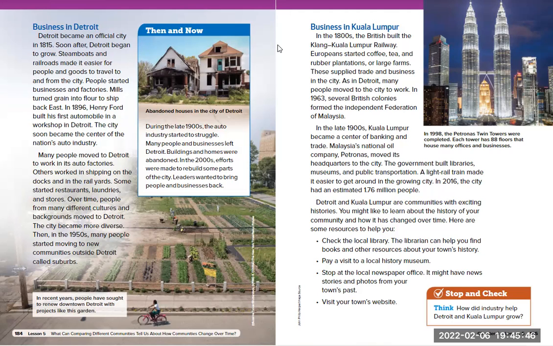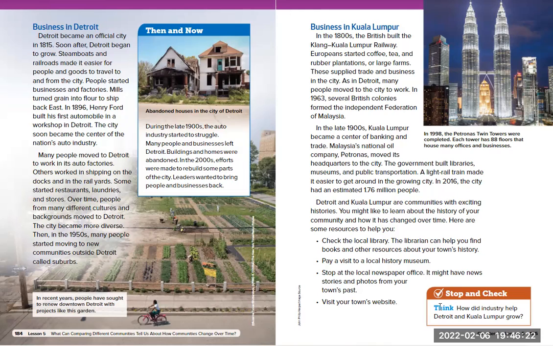So first you can check the local library. The librarian can help you find books and other resources about your town's history. Pay a visit to a local history museum. Stop at the local newspaper office. It might have news stories and photos from your town's past. Visit your town's website. So this is if you choose to write about your town. If you choose to write about another town, you can do that as well. So you're just going to be looking maybe at their online library, looking if there's an online history museum, if they have an online newspaper, or if they have, of course, a website.